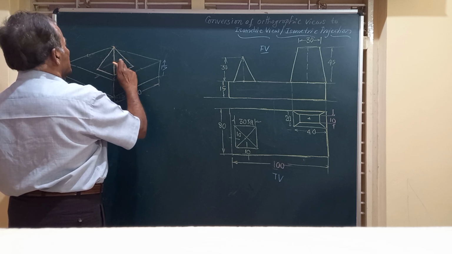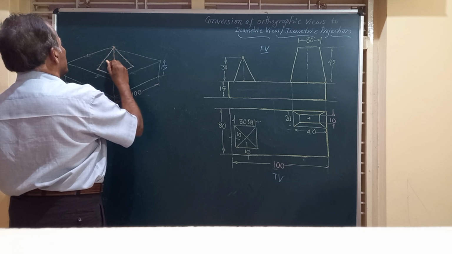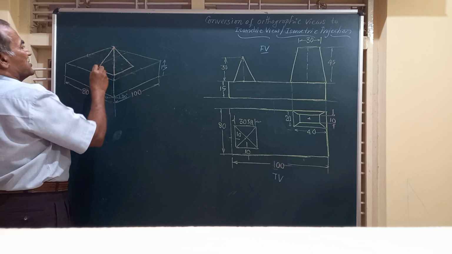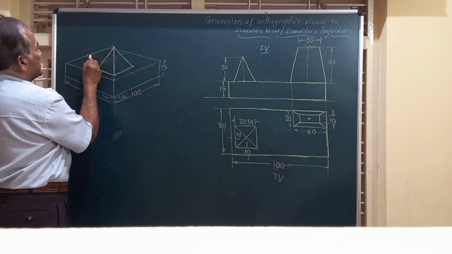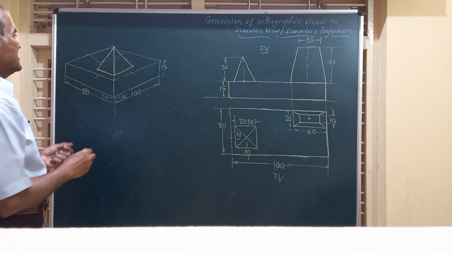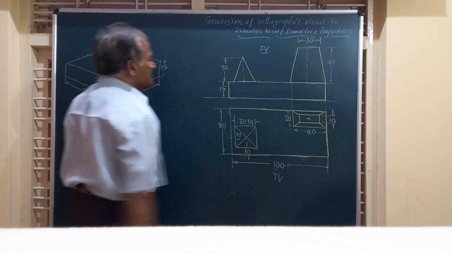And friends, the other dimension is 20. So 40 here and this is 20, friends. Suppose I just draw a line here. So this is 40 by 20 I have written. So this is 20 and along this line it is 40.